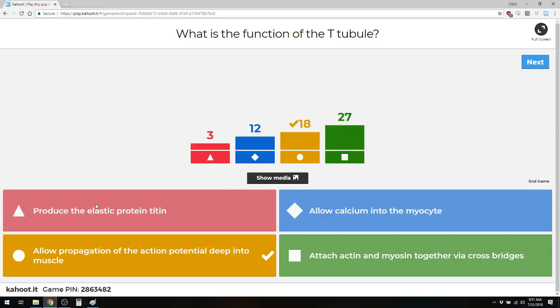I actually don't know what produces the elastic protein titin. I'm sure maybe there's some sort of titin enzyme associated with that. Allows calcium into the myocyte? That would not be the case there. If anything, maybe that dihydropyridine receptor can allow for some calcium flow. That's not the big thing.